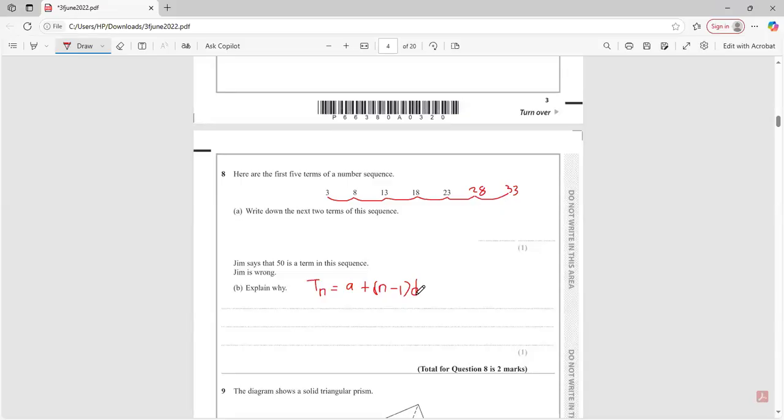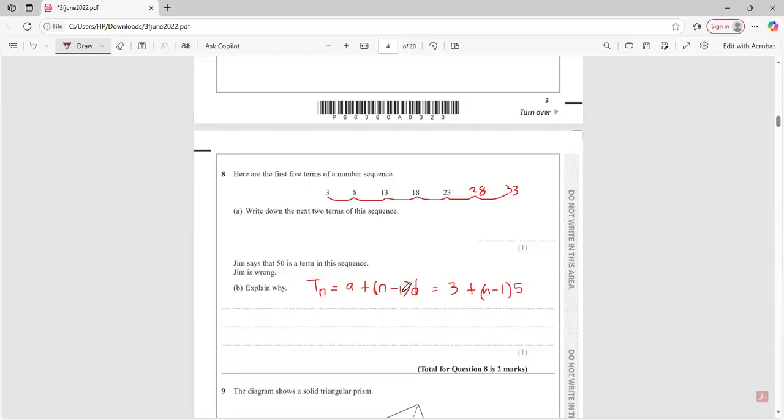Maybe there might be another way to go about this, but this is how I would have done mine. If I establish A as my first term, then the formula for this sequence will be A, which is 3, plus n minus 1 — the n minus 1 is the term, so you can leave it at that — times the common difference, which is 5.